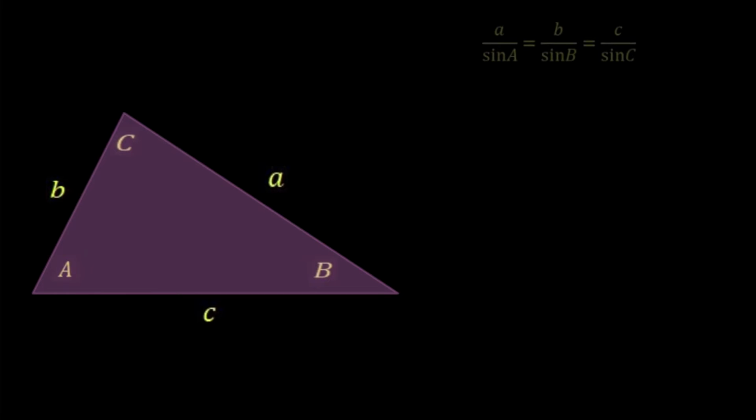Now we're going to state the sine rule, and the sine rule says that a divided by sine A is equal to b divided by sine B is equal to c divided by sine C. So remember, the small letters are the lengths and the large letters are the angles.